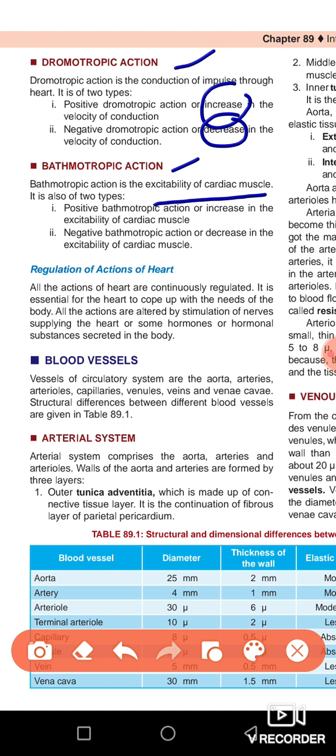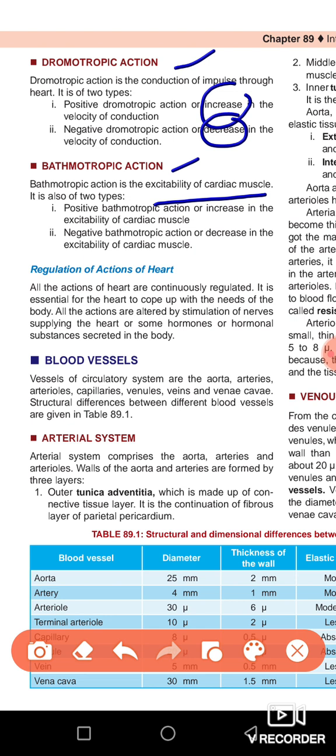Yes. Now the second action of your heart is the inotropic action of heart. And inotropic means force of contraction of your heart, and the force of contraction is being produced by your cardiac muscle. Yes. And if this action is positive, it means your force of contraction is going to increase. And if it is negative, then your force of contraction is going to decrease.